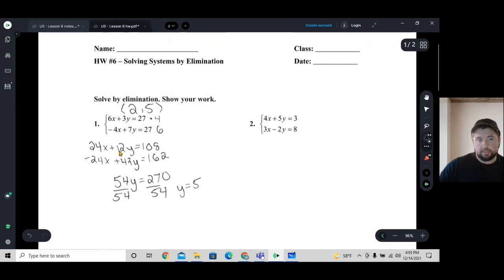We're going to take that 5, we're going to plug it in. So 6x plus 3 times 5 equals 27. 6x plus 15 equals 27. Minus 15 from both sides. 6x equals 12, x equals 2.